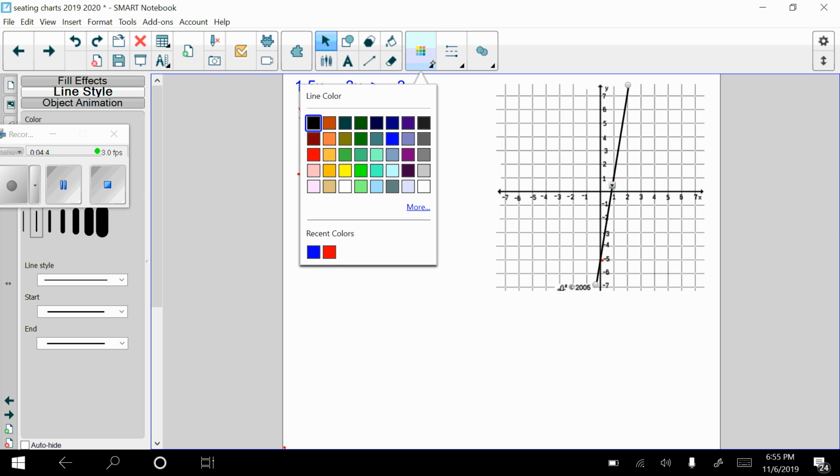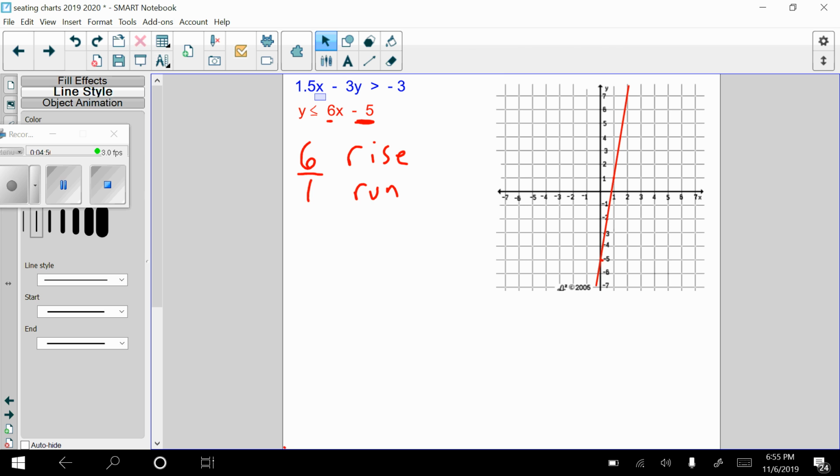My next step is I need to determine, is this line going to be a dashed line or a solid line? The way that I do that is I look at the symbol right here.